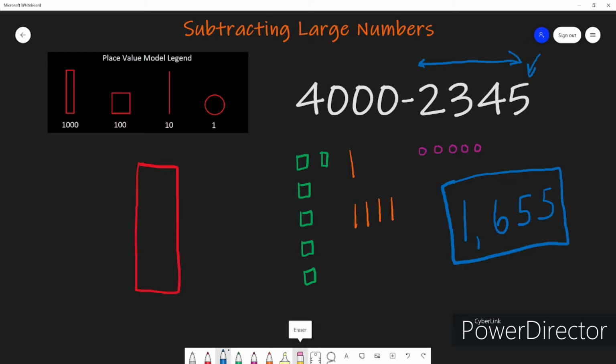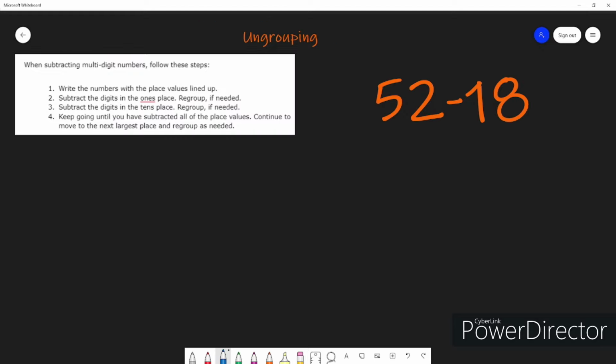So let's look at actual numbers and subtract those. Heading into the idea of ungrouping, we're going to start with a multi-digit number such as 52 minus 18, a multi-digit equation, to get down the steps of subtracting before we get into larger numbers, such as in the thousands or even 10,000s. So there are steps as it relates to subtracting numbers that make it very, very easy to answer the question.